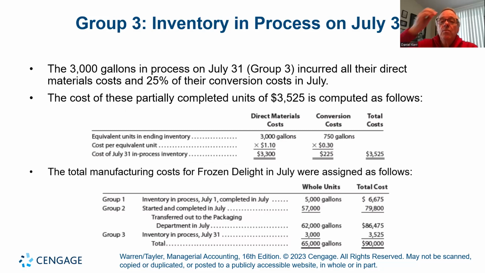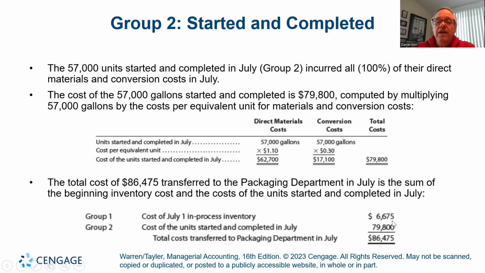Now, as far as what's in work in process at the end of the period, we got 3,000 gallons, fully complete with regard to material, and only 30% complete with regard to conversion costs. So now we can see what the total allocation is. So the beginning work in process, those costs are 6,675. Started and completed is 79,800. The ending work in process is 3,525. And there's the allocation of my $90,000.